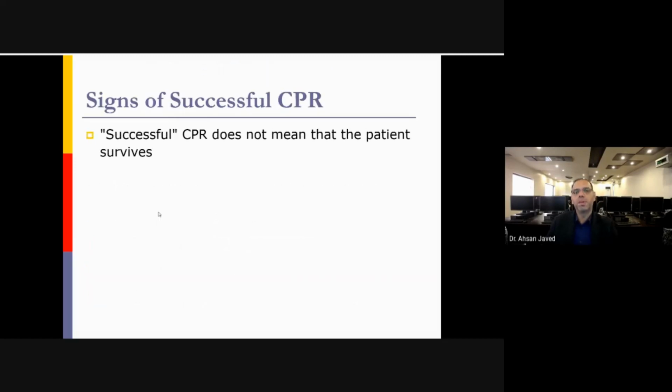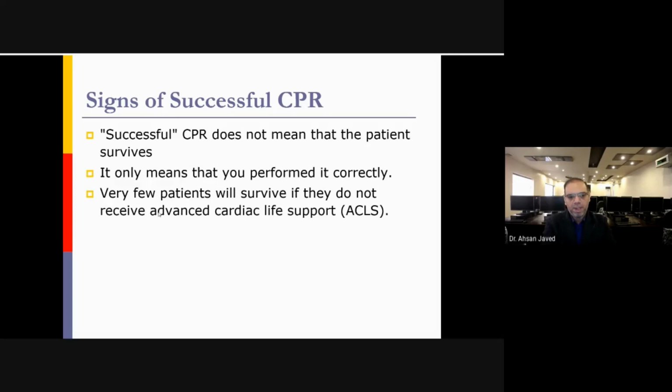Signs of successful CPR. Successful CPR does not mean that the patient survives. It only means that you performed it correctly. Very few patients will survive if they do not receive advanced cardiac life support, because there is an underlying cardiac pathology. If the cause was only mechanical, like a foreign body airway obstruction, and you have removed that obstruction, the CPR will be successful and the person may become normal.